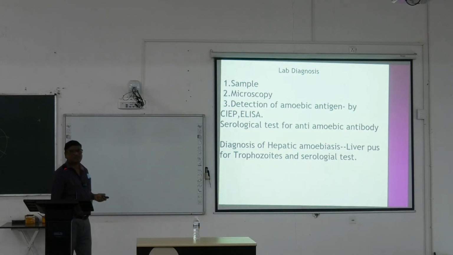Lab diagnosis. What will be the sample? Stool sample. Other than stool, what else do we need? For serological identification, we need a blood sample. So stool and blood. Collection of stool is very difficult. A wide mouth container is required, and only 1 teaspoon of material is required, taken from the most abnormal part.